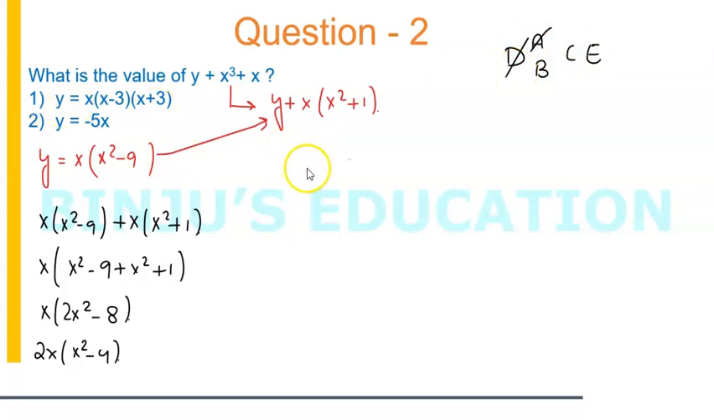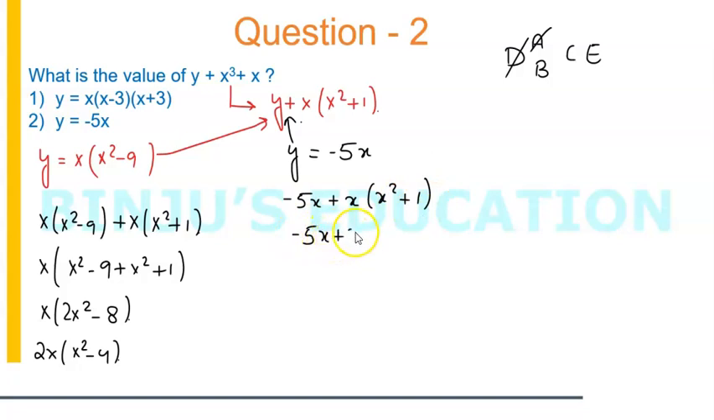Now if I take the second statement alone, y is simply negative of 5x. If I put the value of y in here, I should get negative 5x plus x into x square plus 1. That is negative 5x plus x cube plus x. So that is x square minus 4x, or that will be x into x minus 4. Oh, my bad, it should be x cube. It's not x square, it's x cube. And this should be x cube minus 4x. So this is x into x square minus 4. Now do I know the value of x again? No, I don't think so.